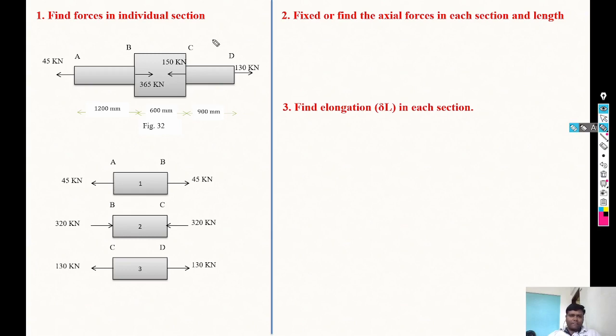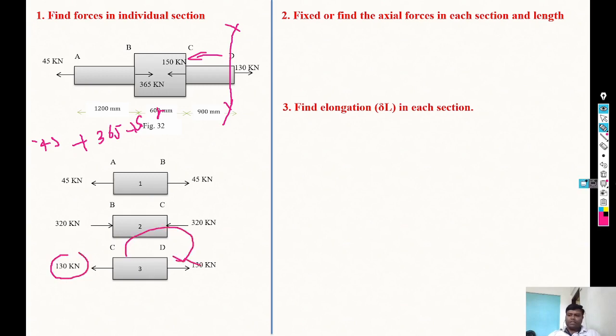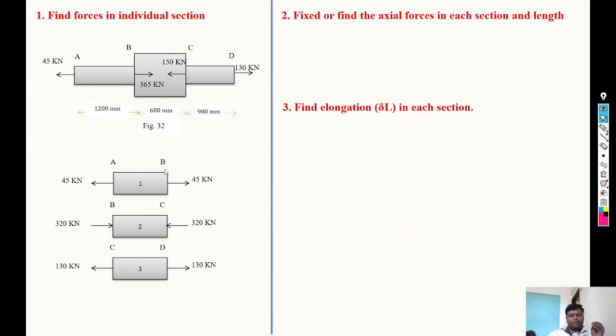And same for the last section, CD section. At CD section, consider any section near D point and then focus on the left part. So minus 45, then plus 365, correct, and then minus 150, so it is 130 kilonewton and opposite to this side. So by considering that section and considering left forces and summation, we get the forces on individual sections: 45, 320 and 130 kilonewton.